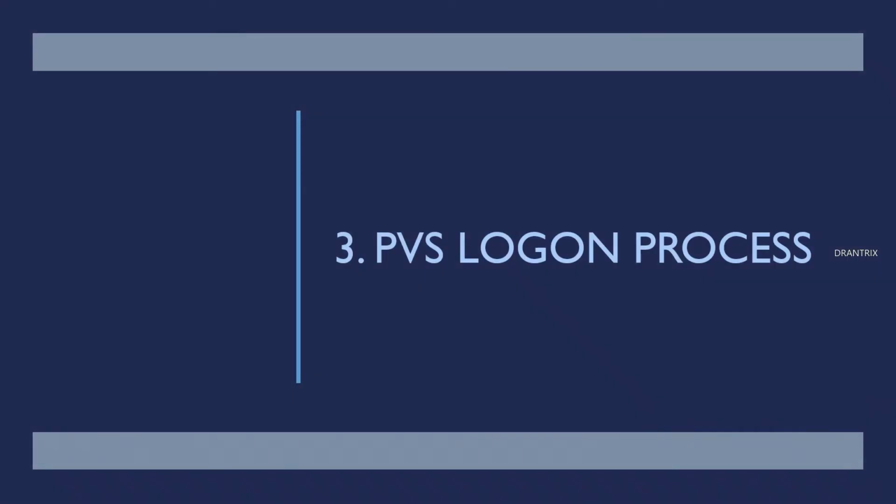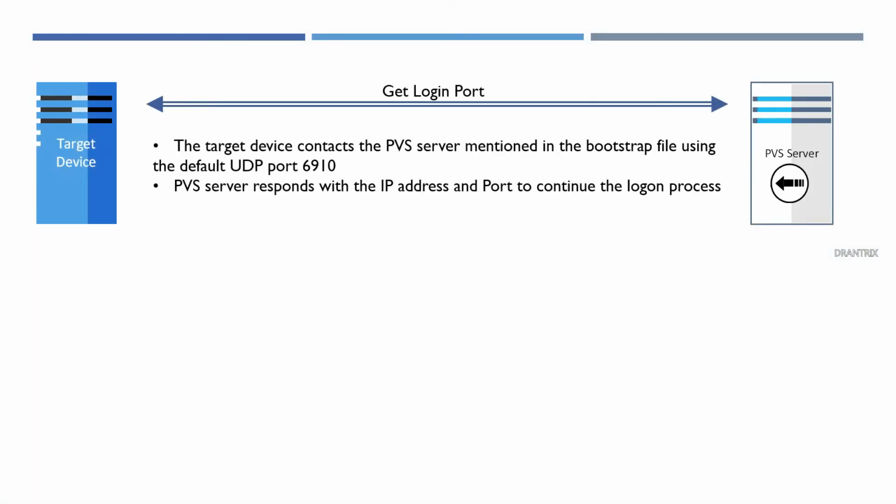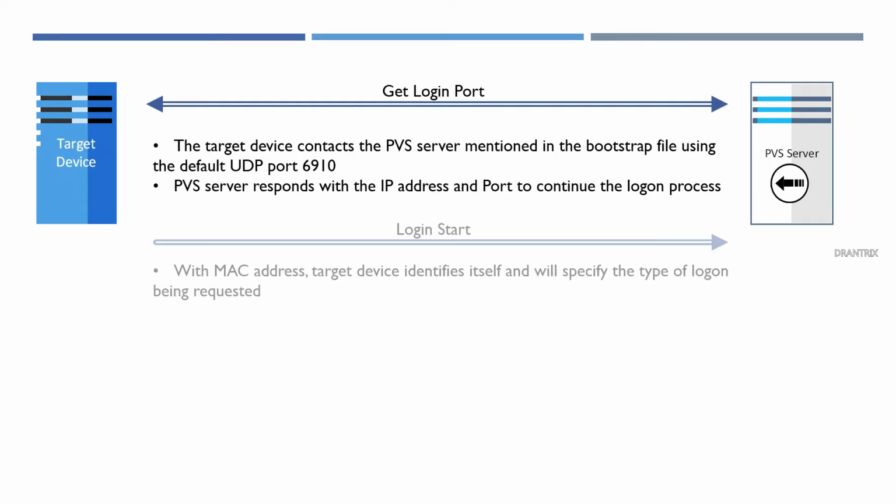So the next stage is the PVS logon process. First, the target device contacts the PVS server mentioned in the Bootstrap file using the default UDP port, which is 6910, and the PVS server responds with the IP address and the port number to continue the logon process.